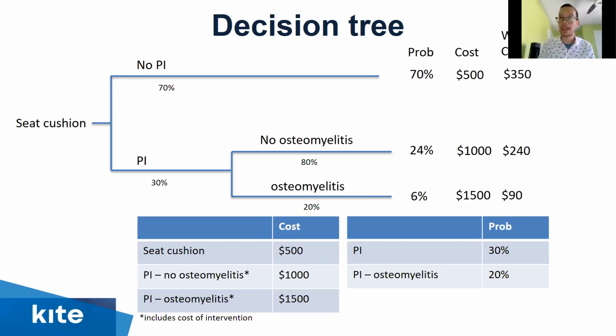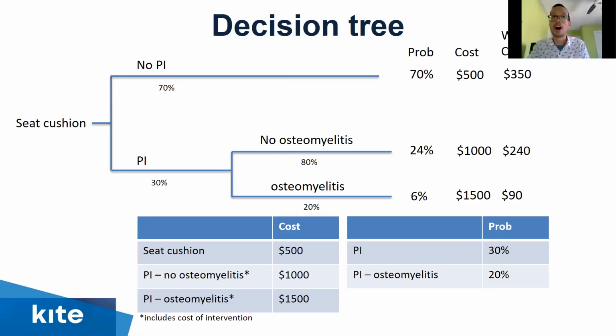So if we were to do the math on this, the probability that people will go through each of the arms is 70% at the top, and then their conditional probabilities for people with pressure injuries, whether they have osteomyelitis or not. If they don't, it's the 30%, and then 80% of the 30% will have no osteomyelitis. 20% of the 30% that experience pressure injuries will have osteomyelitis. So once you multiply the 30 with 80, you get 24%. 30% with the 20%, you get 6%. So you have the different probabilities.